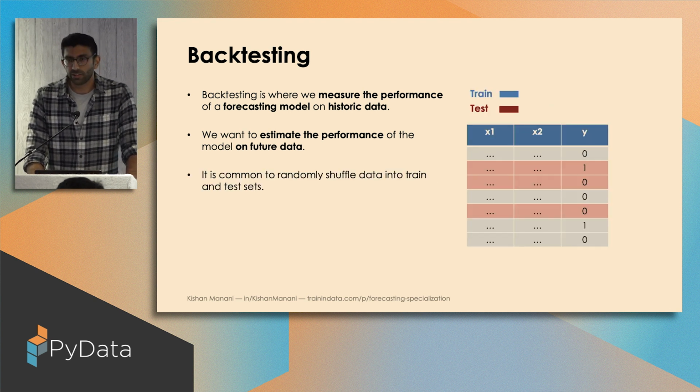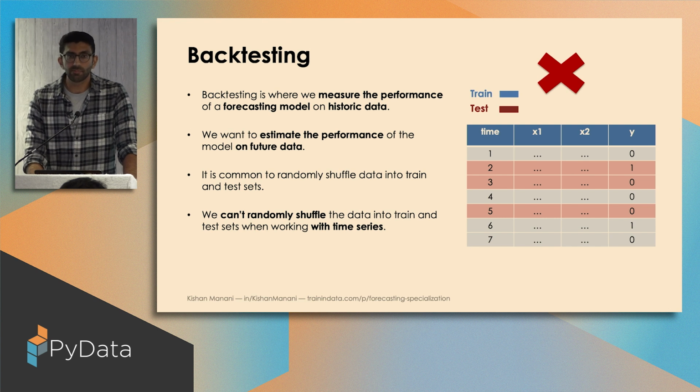Traditionally, when we work with tabular data, it's quite common to randomly shuffle the data into training and test sets. You can't do that when you have the time dimension, and this is because the rows are no longer independent. You don't want to put data from the future into your training set and data from the past in your test set, and then have a model use the future to predict the past. That's a form of data leakage, and you won't have a very good estimate of your true model performance.